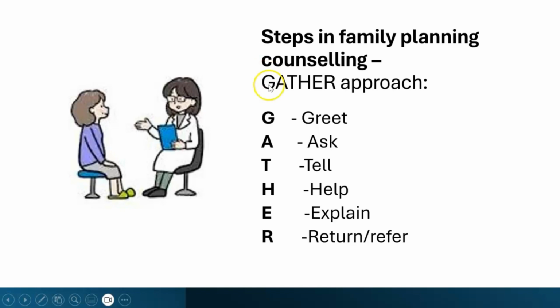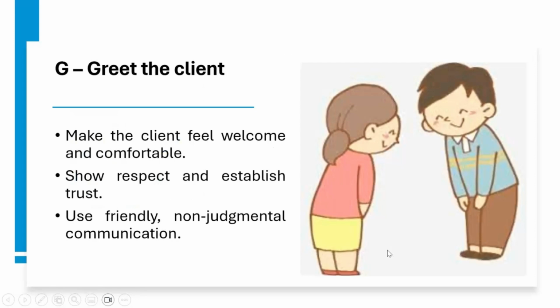In the GATHER approach, G stands for greet, A stands for ask, T is for tell, H is for help, E is to explain, and R is for return or referral. We will see their meaning one by one in the upcoming slides. So first is to greet the client.